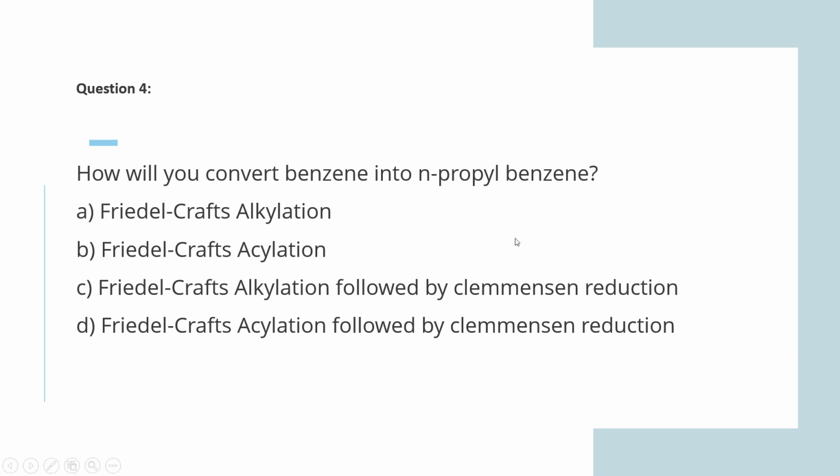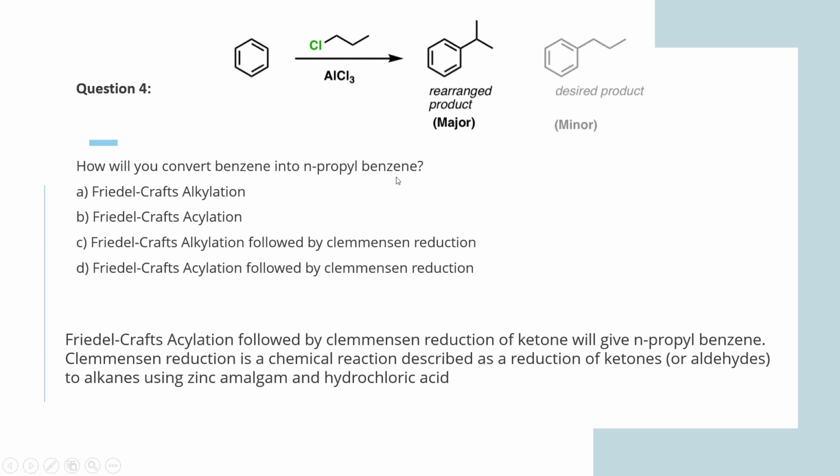Okay, so we simply need the N-propyl group installed on the benzene ring. At first glance, you may think that we can easily achieve our goal by carrying out Friedel-Crafts alkylation. We just have to take N-propyl chloride or N-propyl bromide, and we can easily generate the electrophile using AlCl3. And after the generation of the electrophile, like we observed in the mechanism, we can easily convert benzene into N-propyl benzene. But in this particular example, the desired product N-propyl benzene is not observed if we carry out Friedel-Crafts alkylation.